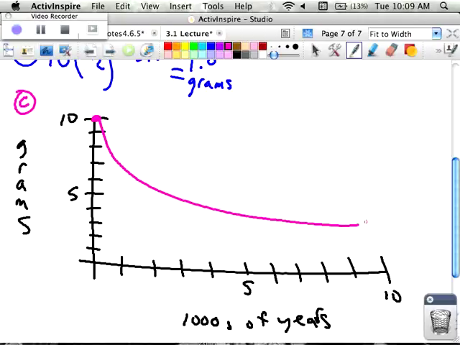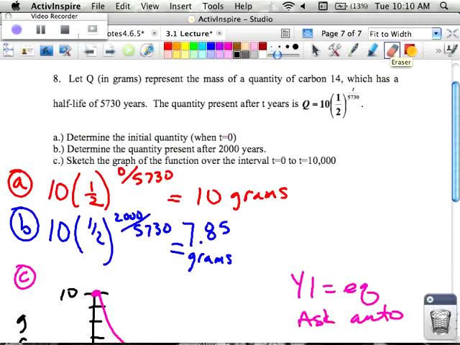Now, if you actually wanted to go and see what was going on, you could, in y1, put your equation, and then you could do the Ask Auto thing, and look at 1,000 years, 2,000 years, 3,000 years. Again, that's referring to the fact that we have our equation that we would be putting into y1. Wherever you see the t, that would be an x for your variable. And you can check that out. But they want you to understand that this thing looks like an exponential graph.